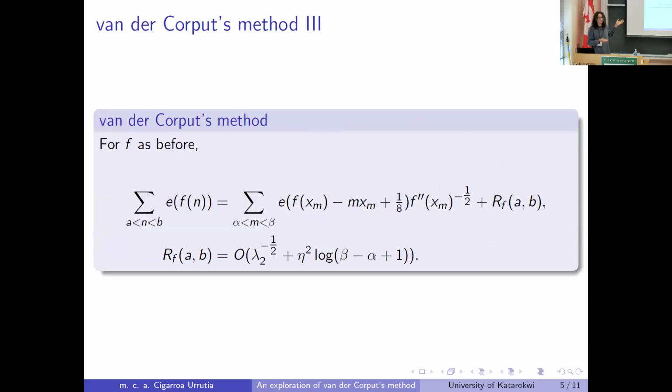So yeah, this is one way of stating this method, where the important part again is having a shorter sum, and if we have nice bounds for the derivative, we also have a nice error term.